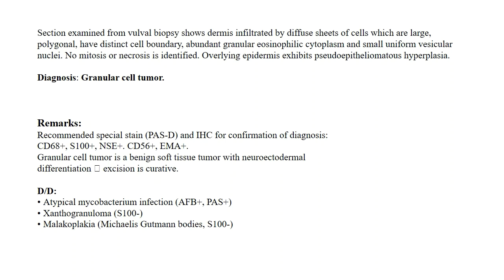What are the differential diagnoses that come here? These are atypical mycobacterium infection, xanthogranuloma and malakoplakia. Atypical mycobacterial infection will show AFB positivity with the Ziehl-Neelsen stain, and the xanthogranuloma will be S100 negative. Malakoplakia will have Michaelis-Gutmann bodies, which are S100 negative.